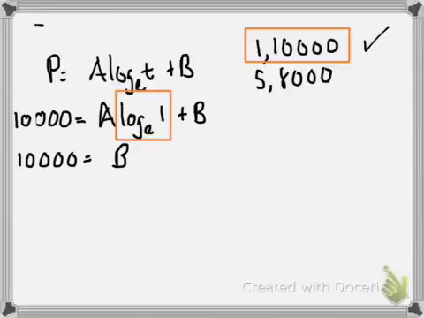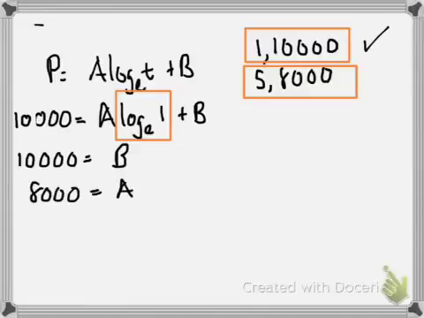Okay, so let's put in the other point now to find the value of A. So 8,000 equals A log 5 to the base E plus 10,000.